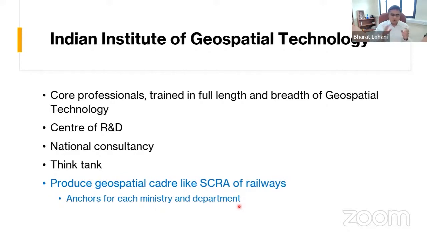Because today, we know that there is a huge potential for the use of geospatial. And due to our poor guidance or restrictions in the past, geospatial technology could not be used that well. So we have an extraordinary situation. This extraordinary situation will require an extraordinary measure. So I visualize a cadre which is trained by a university like this, goes to each ministry and department, and these people in those ministries and departments become the anchor people.